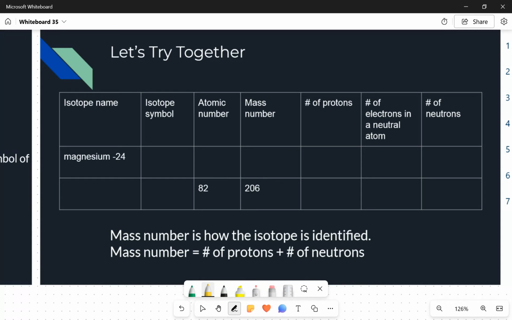So let's start on the first one. On the first one, we only have magnesium 24. And this is actually a really good example because it turns out you can fill out this entire table with just the name. So let's start with what we know. The name is the name of the element with a dash and then the mass number. So I know my mass number is 24.